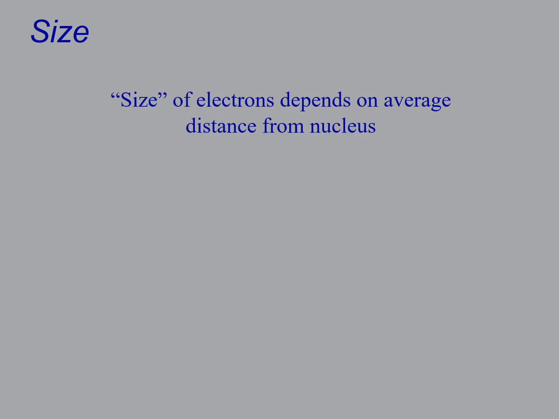All right, so I want to talk a little bit about the relative sizes of the various types of electrons. We learned in the last set of videos that the value of n actually determines the size. Now I just want to reiterate, the size we're talking about is the average distance from a nucleus.